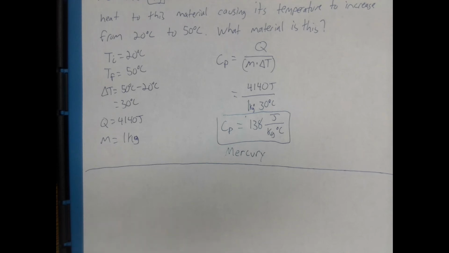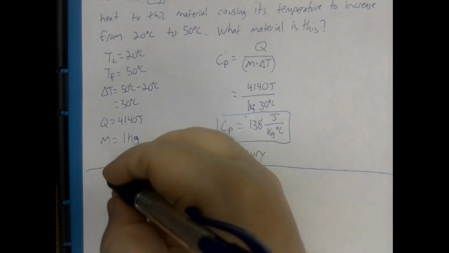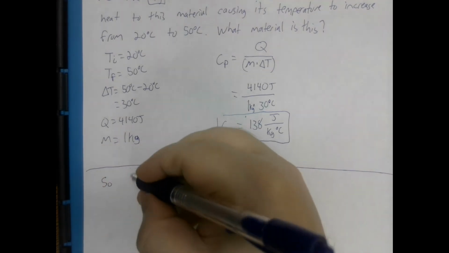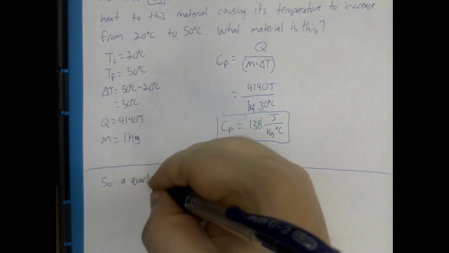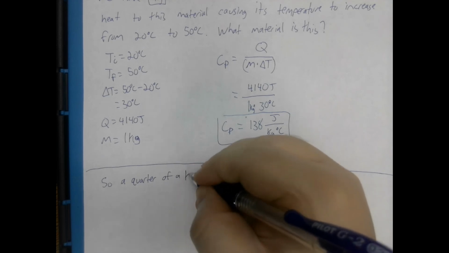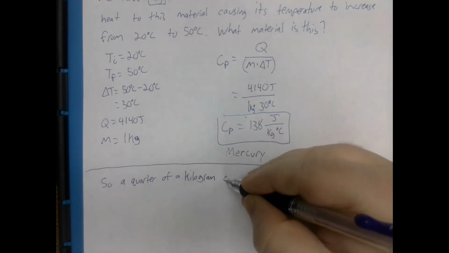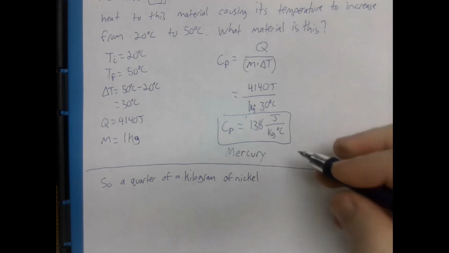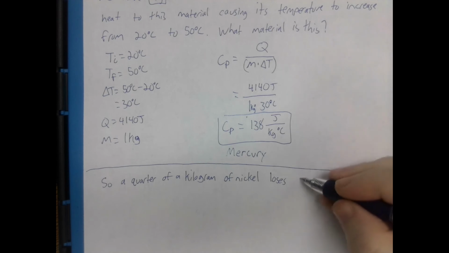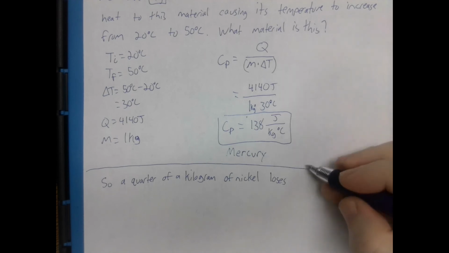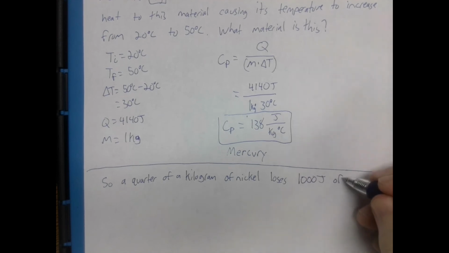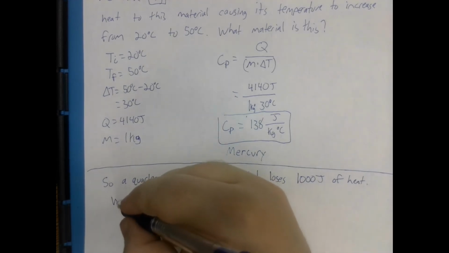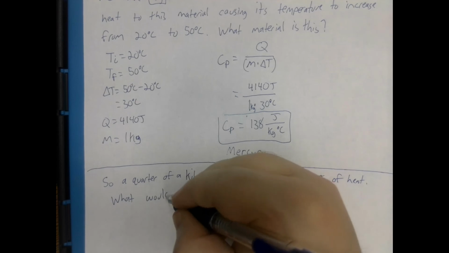Alright, so a quarter of a kilogram of nickel loses 1,000 joules of heat. What would be the change in temperature?